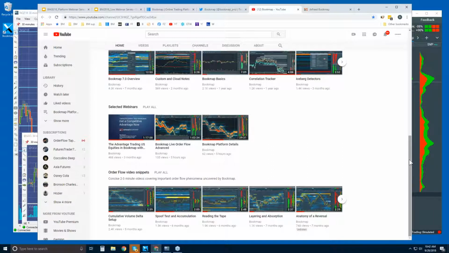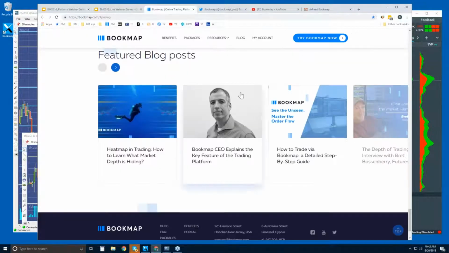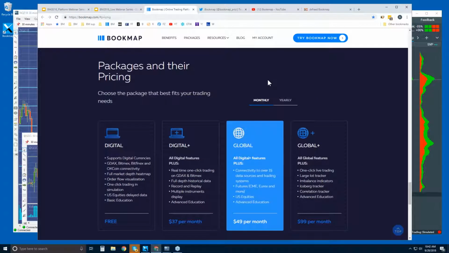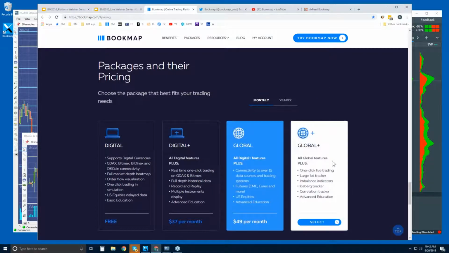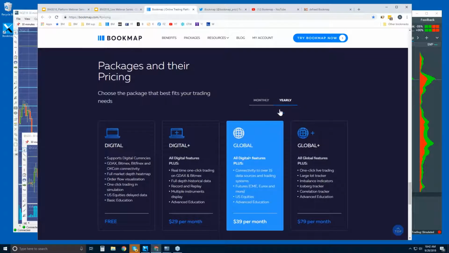Is there a discount for the yearly subscription for Global Plus, Jerry? Yes, there is. So let's go back here. You can see it here. You can see the 49 bucks, for example, for Bookmap Global, 99 for the Global Plus. Click on yearly, you get it for 39 or 79. Okay. All right.